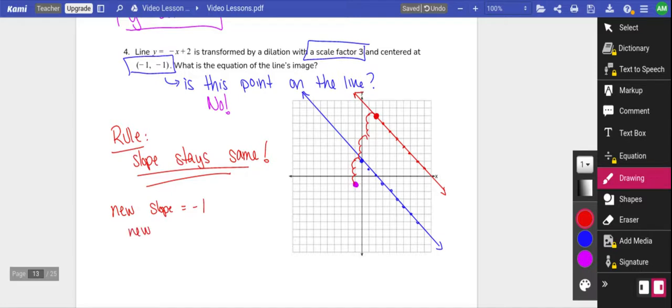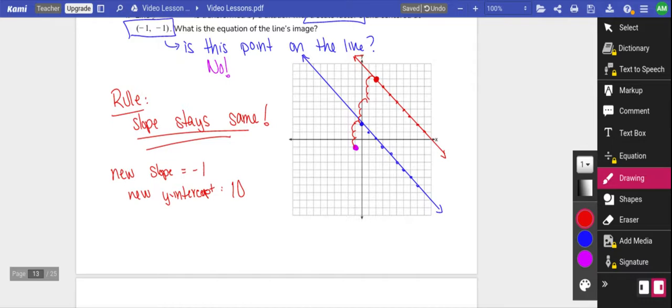And I just need my new y-intercept to state the new equation of my line. And I can kind of see that the y-intercept looks like it hits at +10. Which means that the equation of my new line is y equals -1x plus 10, or just y equals -x plus 10. You don't necessarily need the -1.